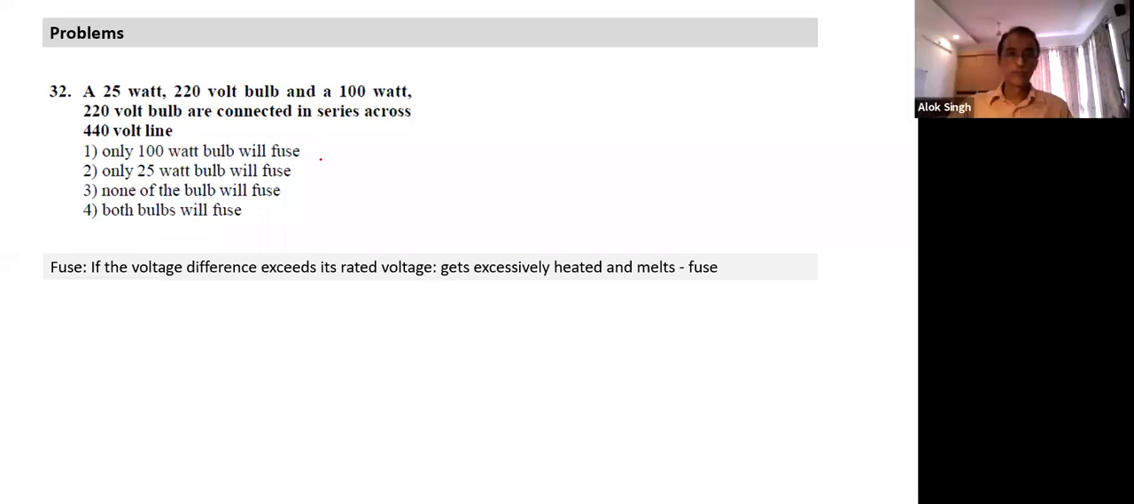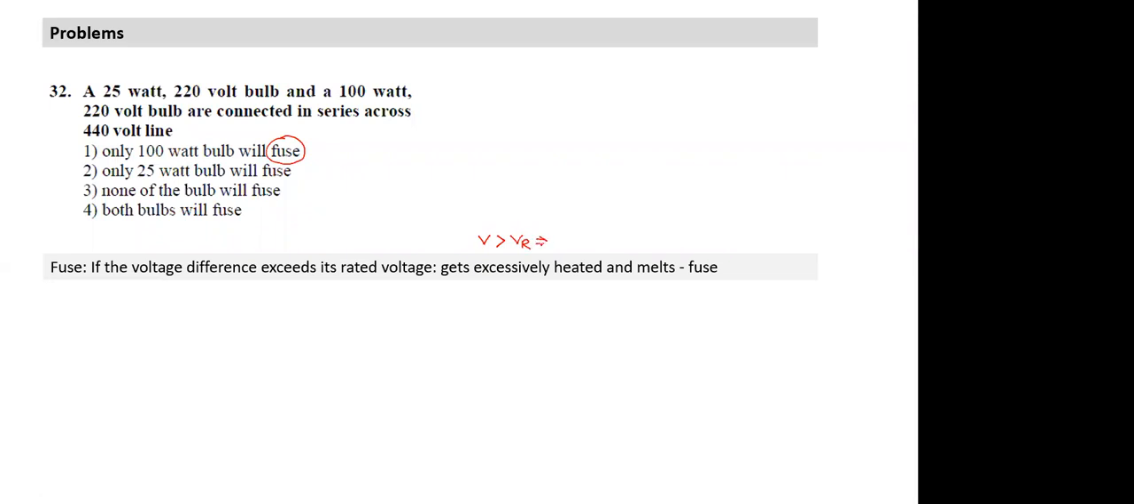I hope all of you read the question: which bulb will fuse? What does fuse imply? If the voltage difference exceeds its rated voltage, the bulb gets excessively heated and melts. That's called fuse. So whenever V is greater than the rated voltage, we assume it will fuse.